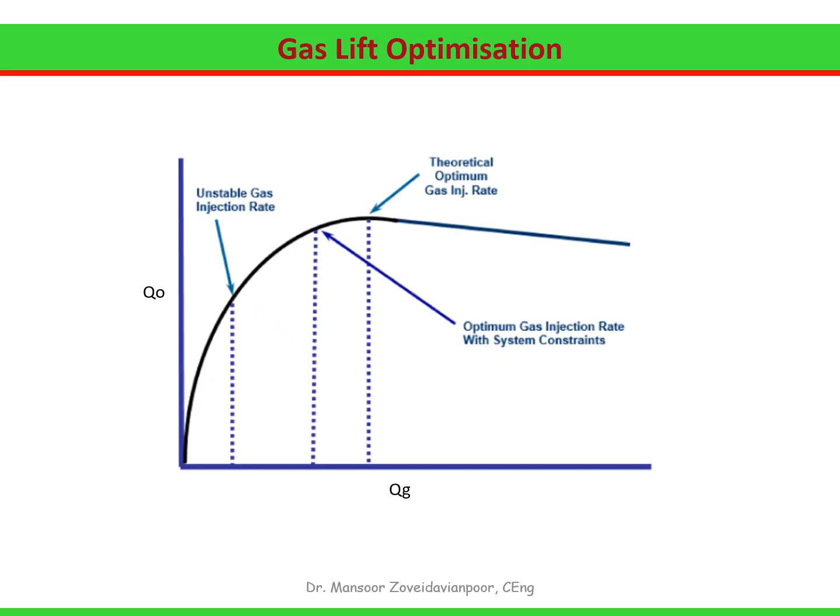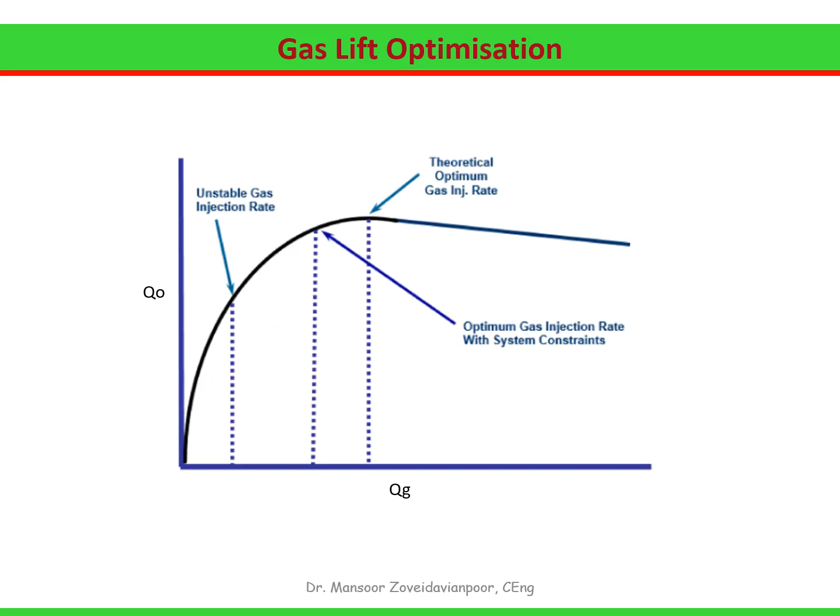One of the biggest misconceptions in gas lift is that injecting more gas will always produce more oil. In reality, that's not how the system behaves. When gas injection starts, production increases because the injected gas reduces the density of the fluid column. The well becomes easier to lift, flowing bottom hole pressure decreases, and reservoir inflow improves. Initially, every additional unit of gas gives a noticeable production gain.